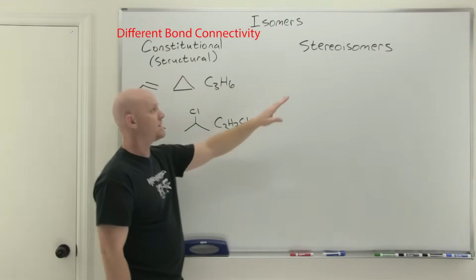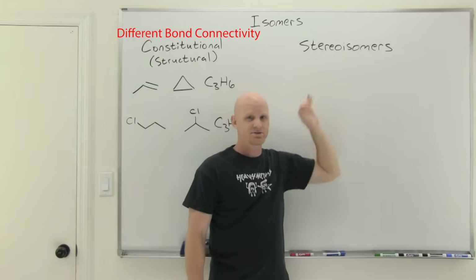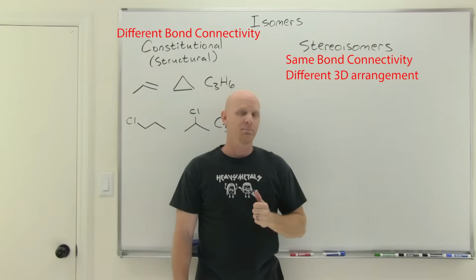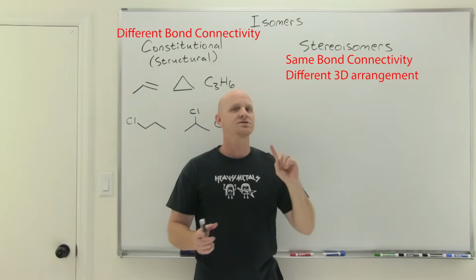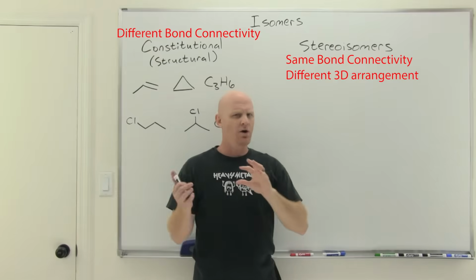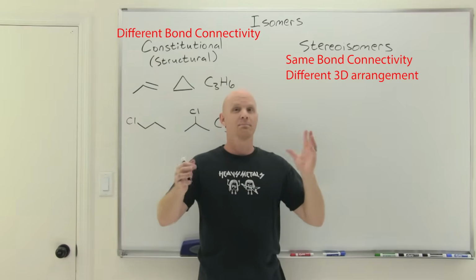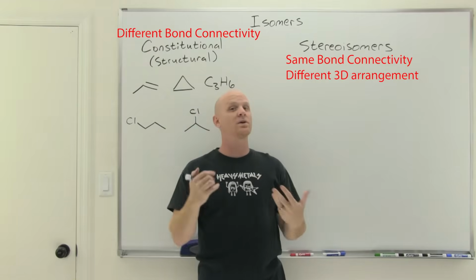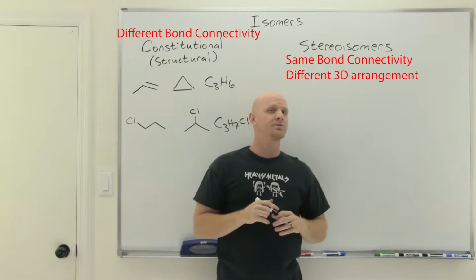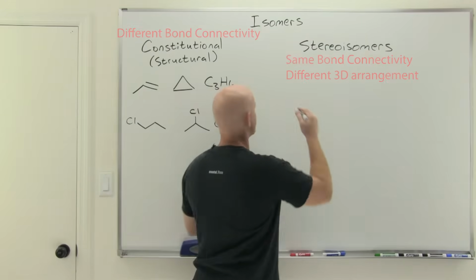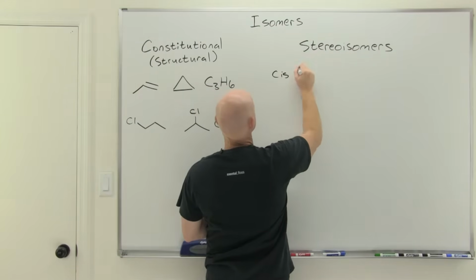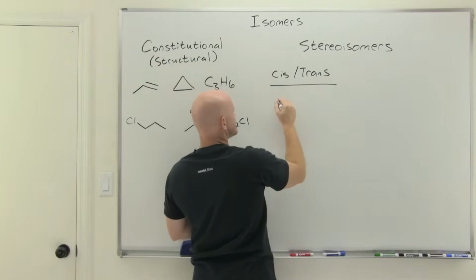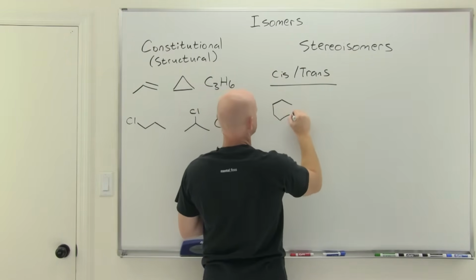Now, like I said, we're going to spend the bulk of the chapter talking about stereoisomers instead. The difference here is that your stereoisomers are going to have the same bond connectivity. What's going to be different, though, is the 3-dimensional arrangement of the atoms. So all the atoms are going to be bonded to the same atoms, but how they're related to each other in 3-dimensional space is what's going to be different. And you've already seen an example of a stereoisomer, and that was our cis and trans isomers. So if we look at cis and trans isomers, you saw that with cyclohexane.